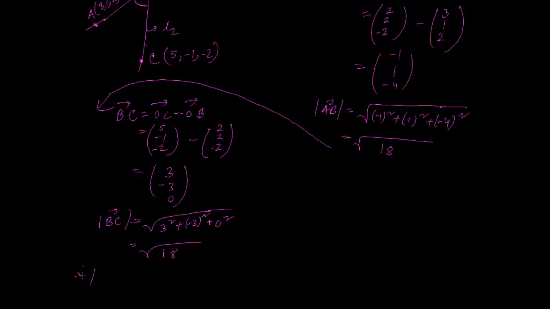Therefore, the AB modulus equals the BC modulus. Both are the square root of 18.